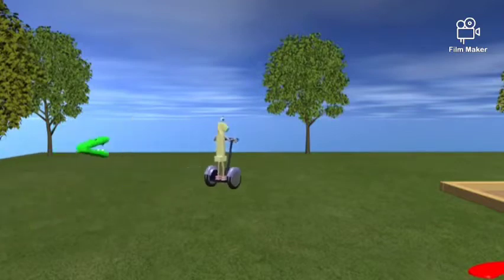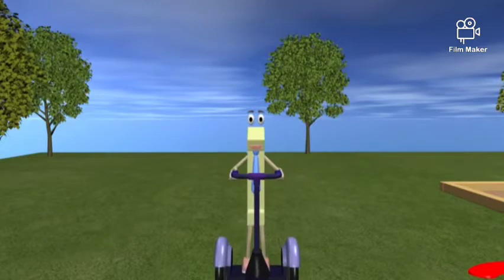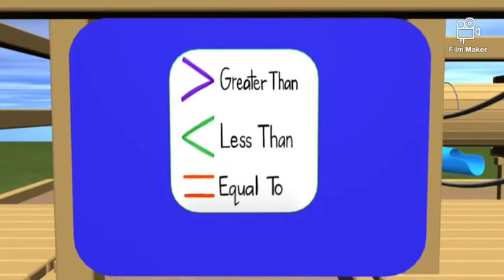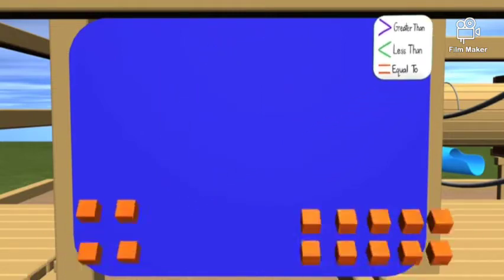In this class, we are going to start a new topic, the signs. Kids, today we are going to learn about the three signs: greater than, less than, equal to.